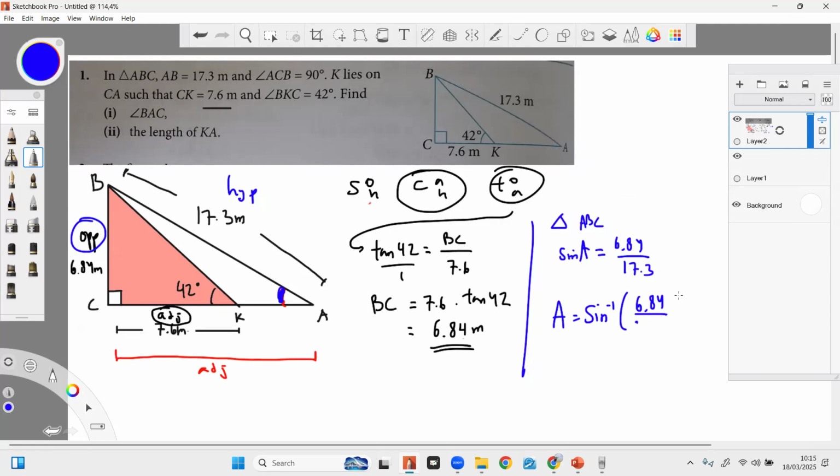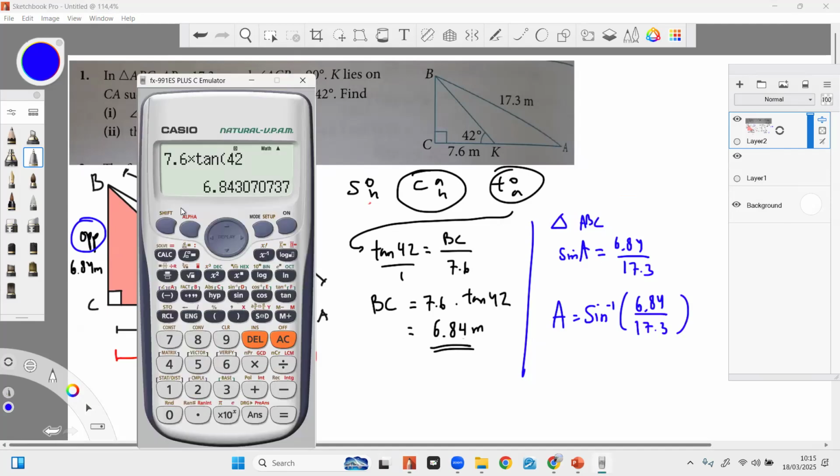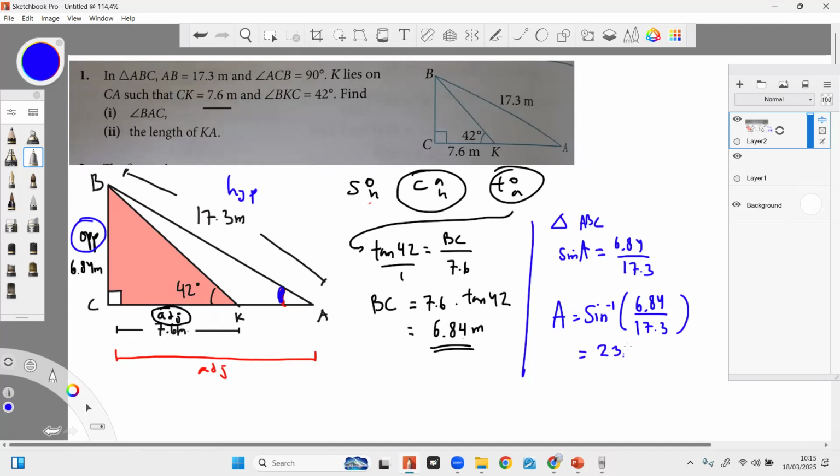Okay. Do shift sine. 6.84, put the bracket, put the fraction, 17.3. 23.29 or 23.3. Okay, finish. Angle A, part 1, BAC. Now, after we get this, not meter, sorry, degree. 23.3 degree. And you find the adjacent AK.